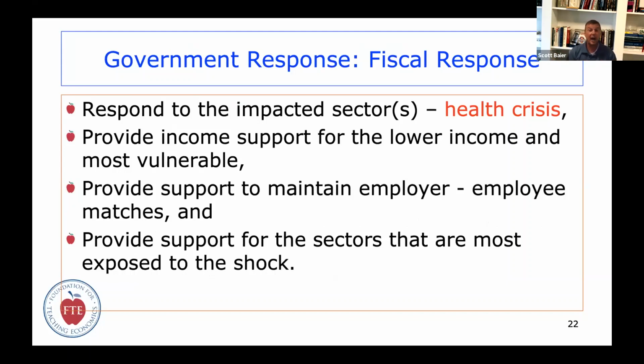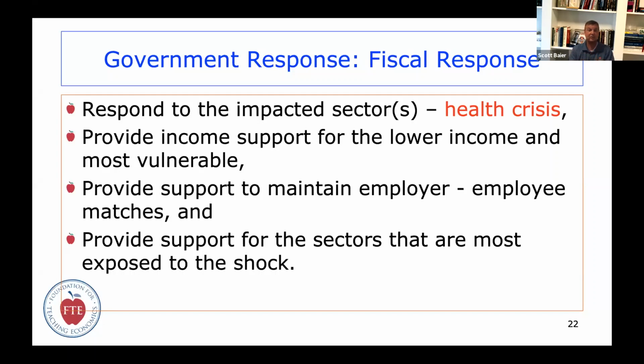The government response is you respond first to the impacted sector. This is a health shock. The first thing that we should be addressing is how to deal with this health crisis. We can't move on to a healthy economy until we move past this idea of a crisis on the health side. The second thing we should be doing is providing income support for lower income and the most vulnerable people. And again, as I mentioned, support to maintain employer-employee matches.